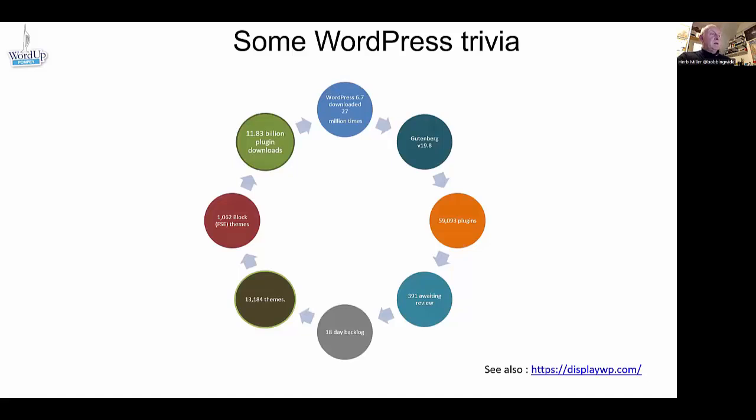And there you go. There have now been 11.83 billion total downloads of plugins from WordPress.org, of which WordPress SEO is 750 million total downloads. 750 million downloads for one little plugin.